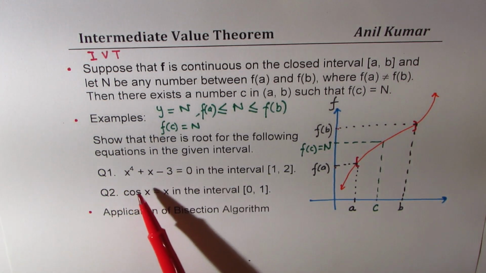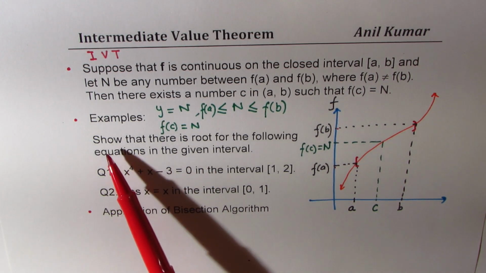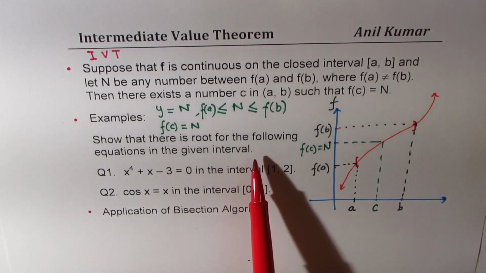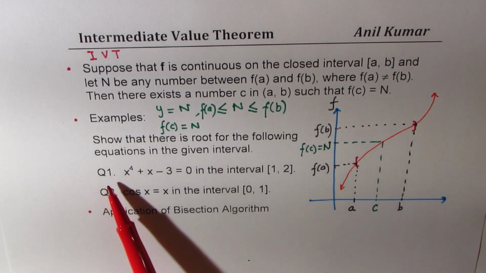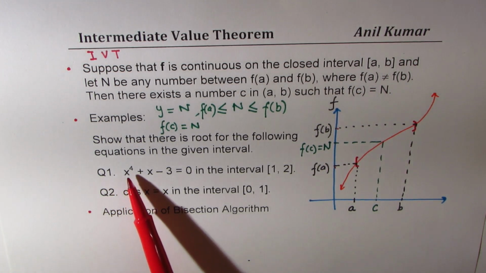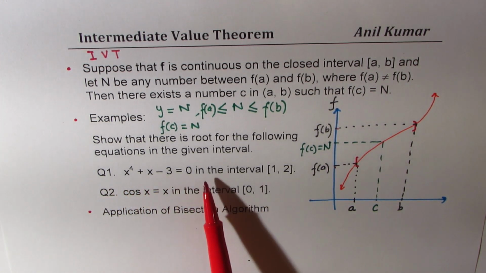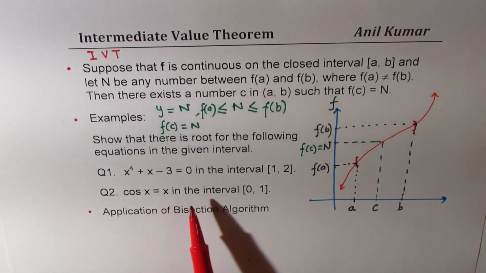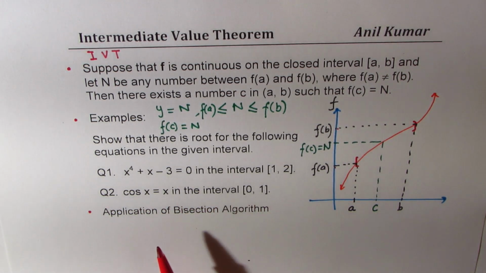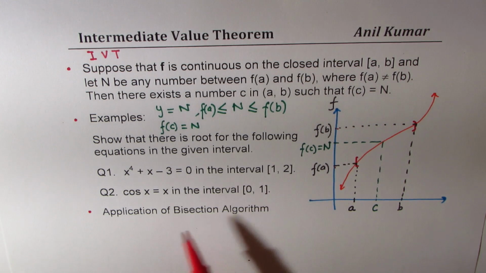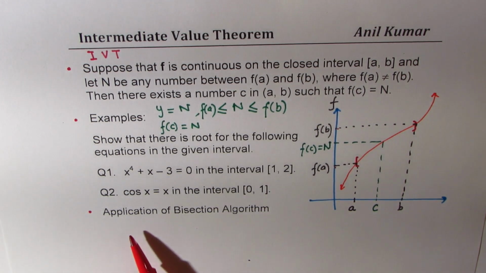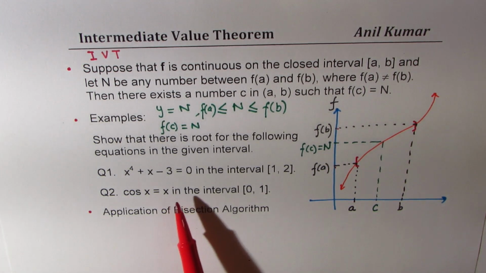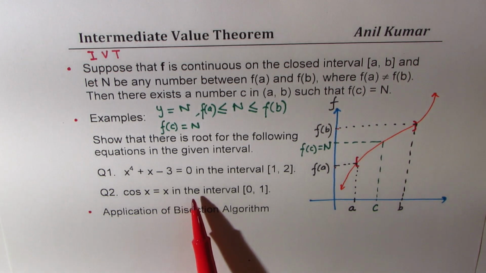For that, I've taken up 2 examples. The question here is, show that there is a root for the following equations in the given interval. Question 1, the equation is x to the power of 4 plus x minus 3 equals 0 in the interval 1 and 2. Question 2, cos x equals x in the interval 0 and 1. Now we also have a very important algorithm, it's also a concept, which is the bisection algorithm, which we'll later apply to find the roots to 3 decimal places, correct?